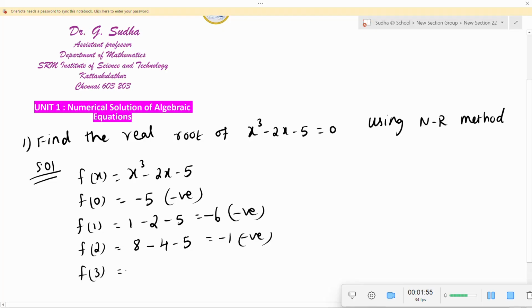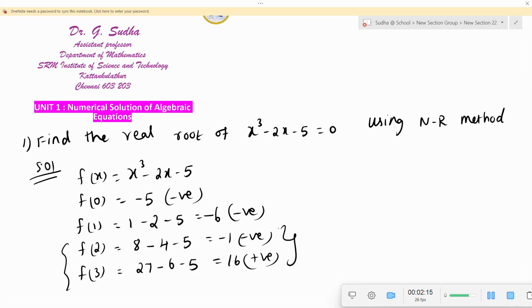Next, instead of x, we substitute 3. Then we'll get 27 minus 6 minus 5, so 16, which is positive. Therefore, a root lies between 2 and 3. Where the sign changes, negative to positive or positive to negative, we can easily find the root. Here, when substituting 2, we get negative, and when substituting x equal to 3, we get positive. Therefore, a root lies between 2 and 3.